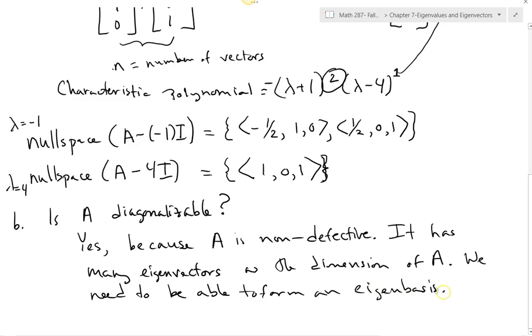An eigenbasis is a basis for the entire space made up of eigenvectors. That's what we mean by an eigenbasis. Cool? Think basis: n linearly independent vectors form an entire space. That's the idea.